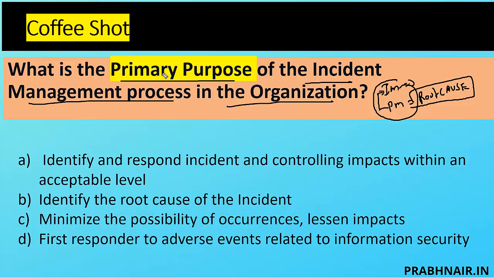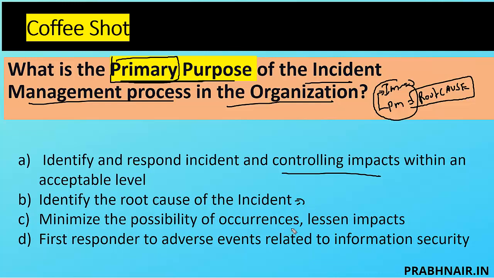Here the question talks about the primary purpose. Whenever the word primary is there, we have to select the option which is the first outcome. For example, when I say I'm preparing for CISM because I want to learn the concept or I want to clear the exam, the ultimate or primary goal is to clear the exam, right? Same here. The question is about the incident management process. Option A: identify and respond to incidents and control impact within an acceptable level. Makes sense. Identify the root cause of the incident, but that is not a primary goal. It is a goal, but not the primary goal.